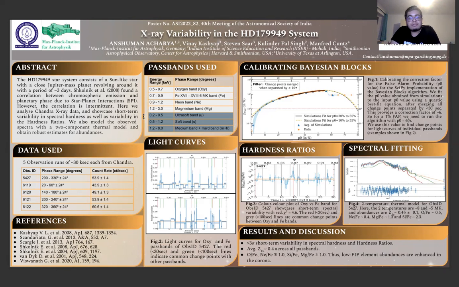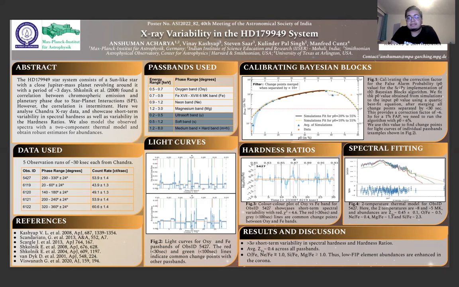Next, we divide the entire data into passbands of different energy ranges. We use the default passbands given by Chandra, as well as our own physically motivated passbands, where each passband is named depending on the dominant excitation in that energy range. Before using the passbands further, we take all of the data together and perform calibration.